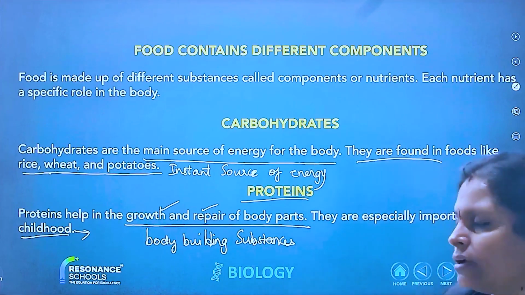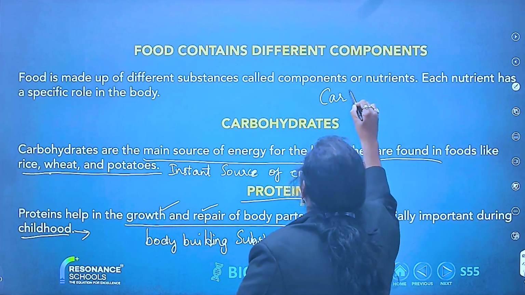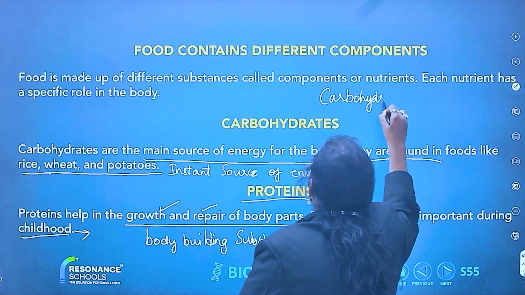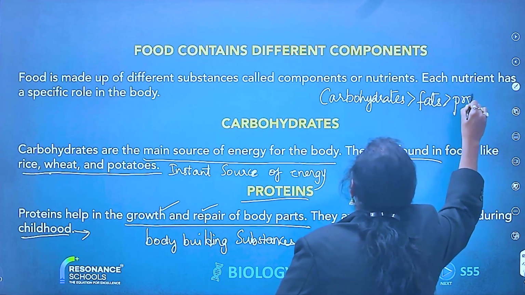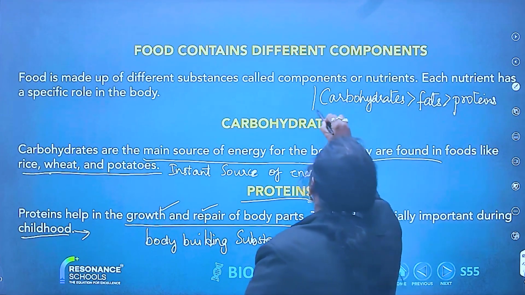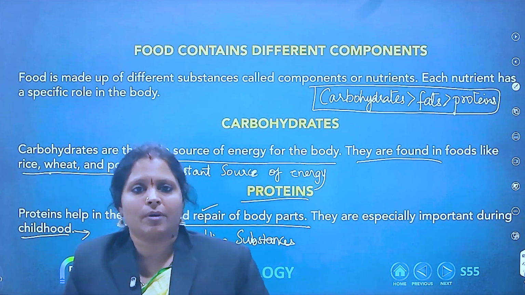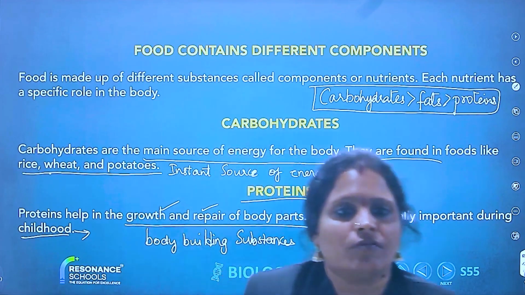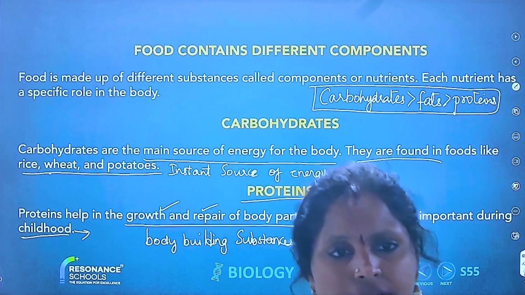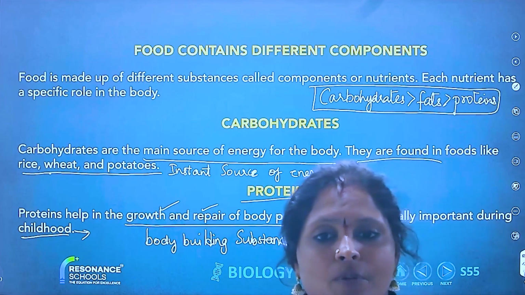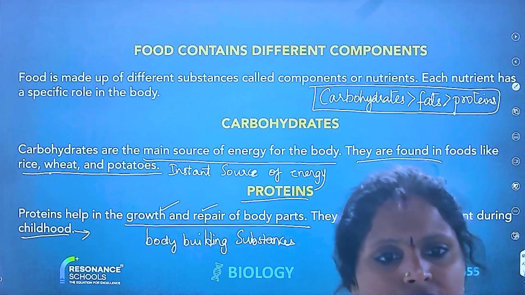Right, very good. So carbohydrates and proteins, have you written? If you take the carbohydrates, the instant source of energy, followed by fats, followed by proteins. Everyone write this statement. First, carbohydrates are the instant source of energy, followed by fats, followed by proteins. Everyone, please make a note, children. Carbohydrates are the instant source of energy. Whenever our body needs, first of all, we use the carbohydrates. Followed by what do we use? Fats. Then what do we use?